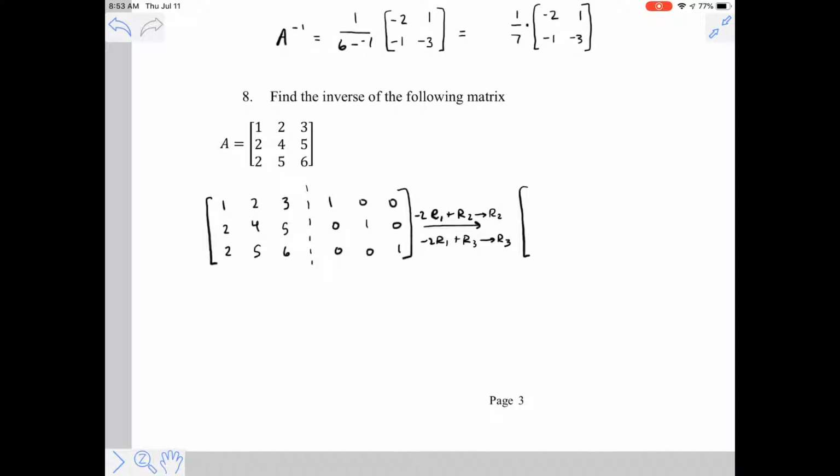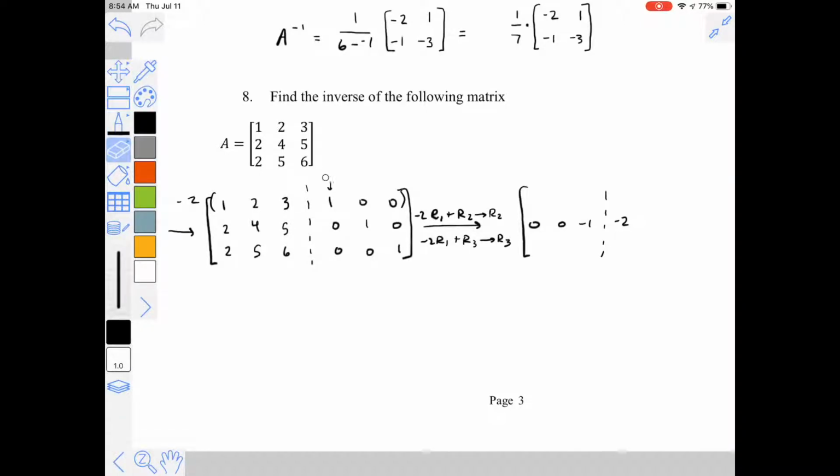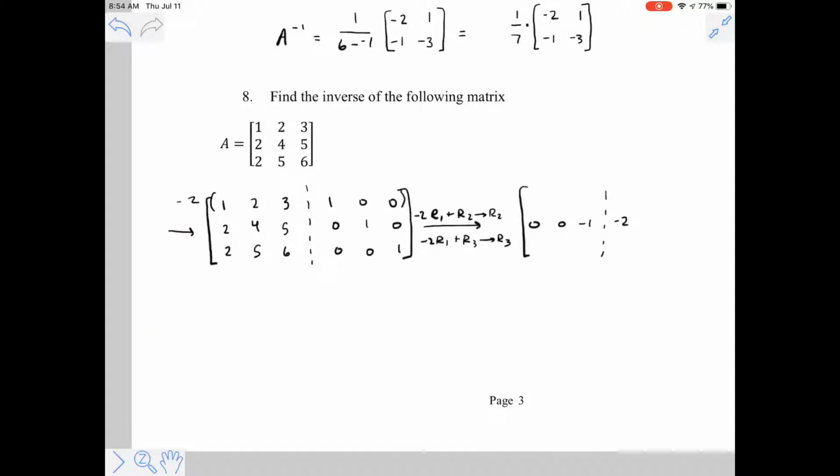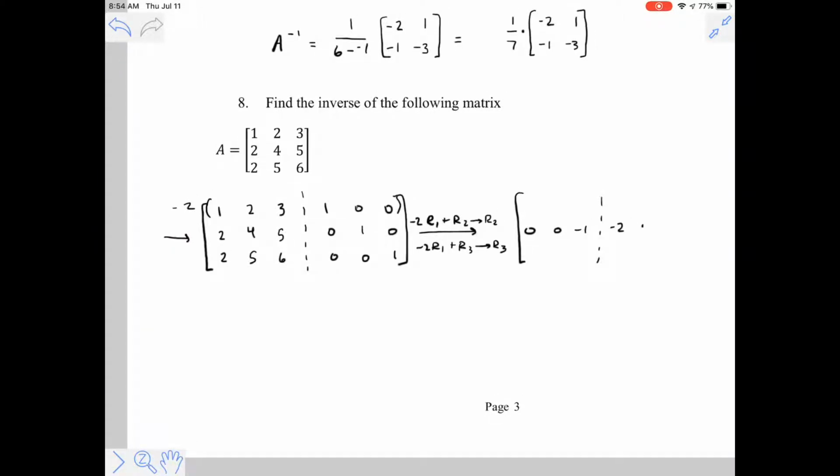So for row 2, I'm going to get 0, 0, and then negative 6 plus 5 is negative 1. Yes, and now we've got to go across the whole row. So also got to do the same thing. If that whole thing is multiplied by negative 2, then right here I get a negative 2 plus 0, which is negative 2. And then 0 plus 1 is 1, and 0 plus 0 is 0.